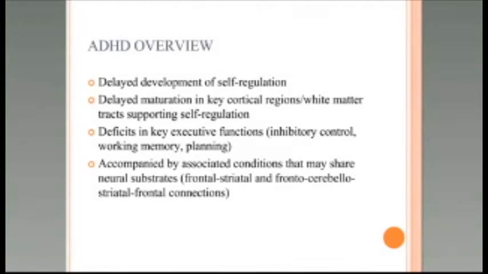So frontal striatal and frontal cerebellostriatal connections, or basically those connections coming from the frontal regions important for control to the basal ganglia, or regions that are important for regulation of affect or mood, as well as behavior and attention.